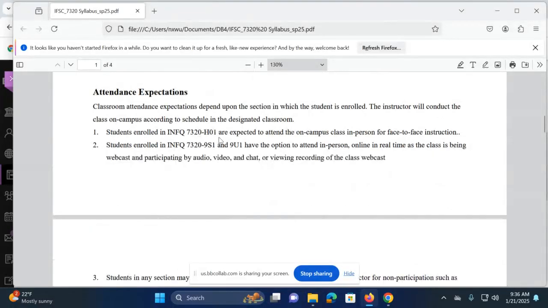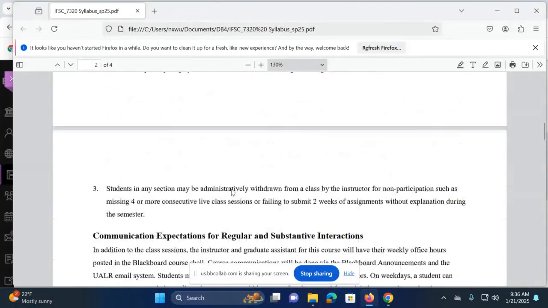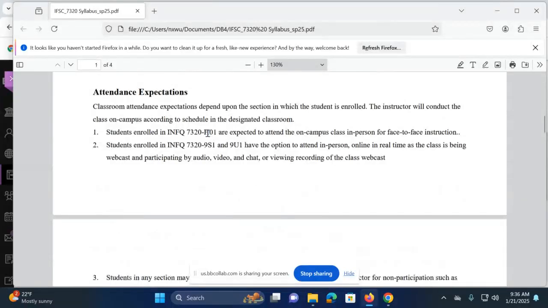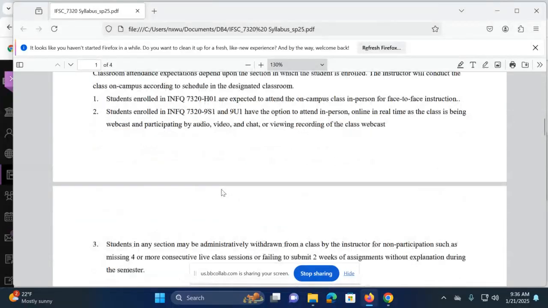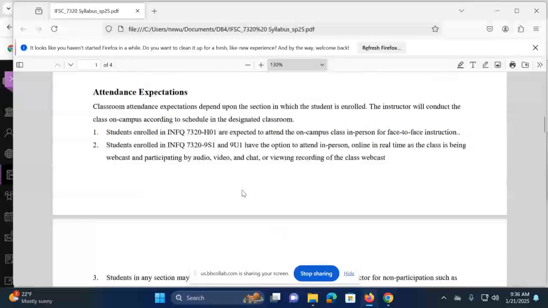So I think we actually only have two sections for this class. We have H01 and we have 9U1. The H01 is considered hybrid. The last time I checked the class roster, I think we have about 6 students taking this H01 class. And we have more than, I think, 10 in the online class.